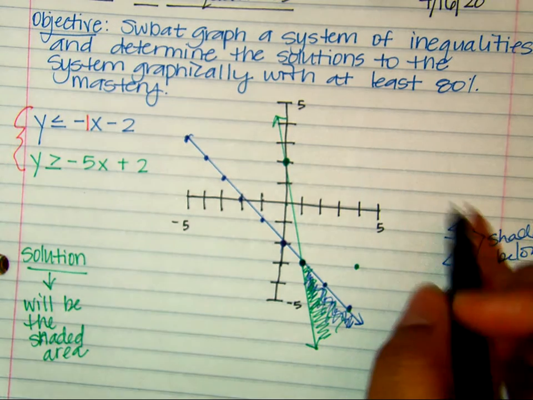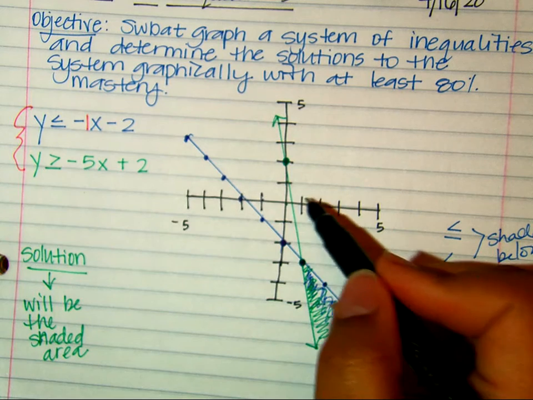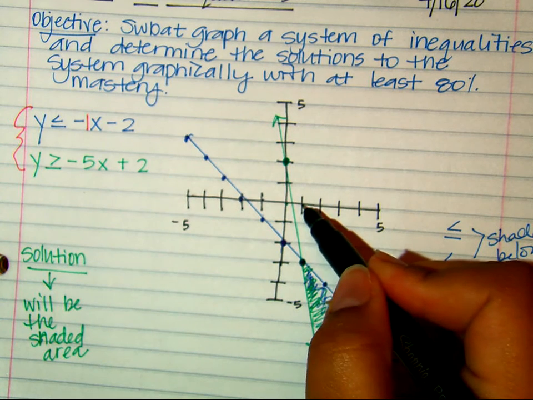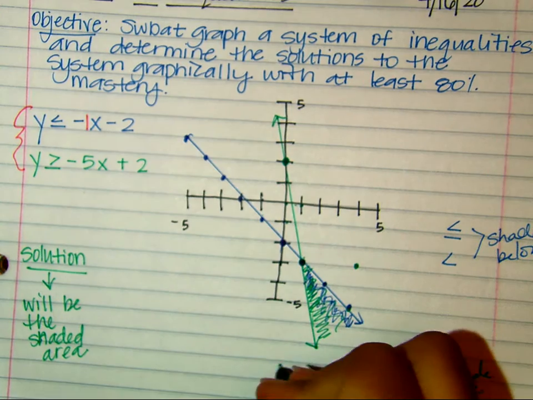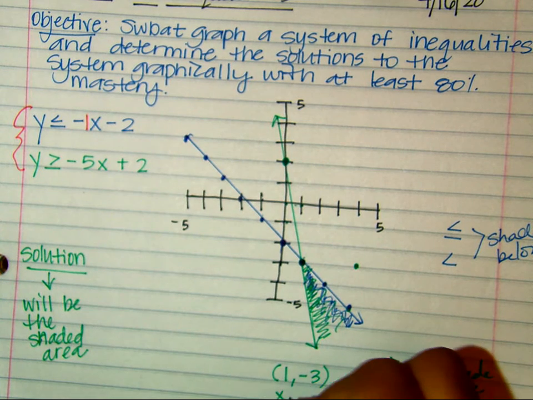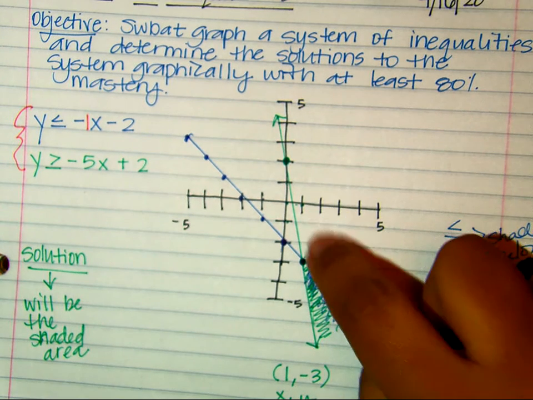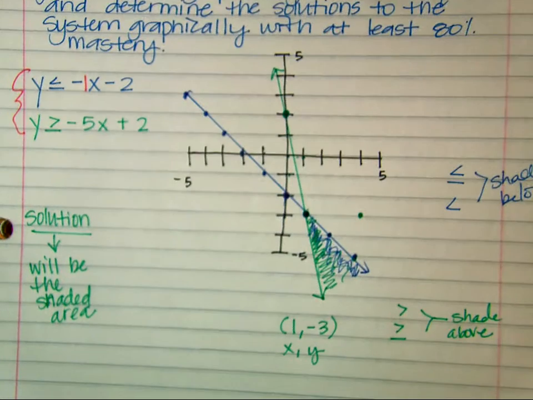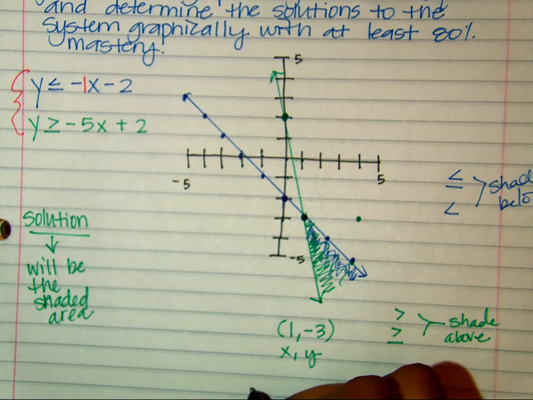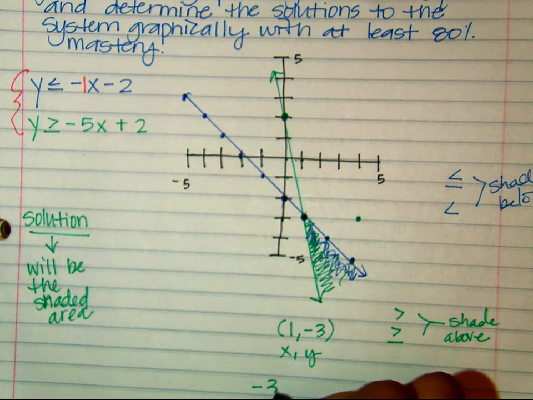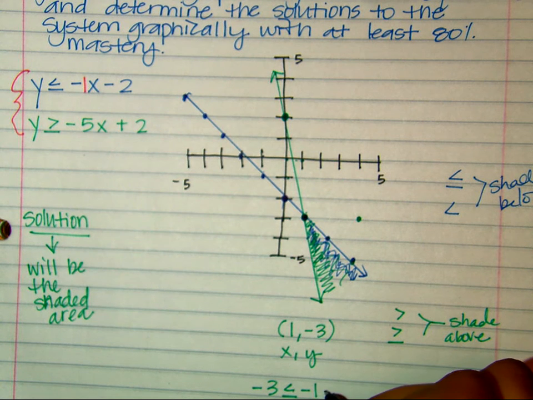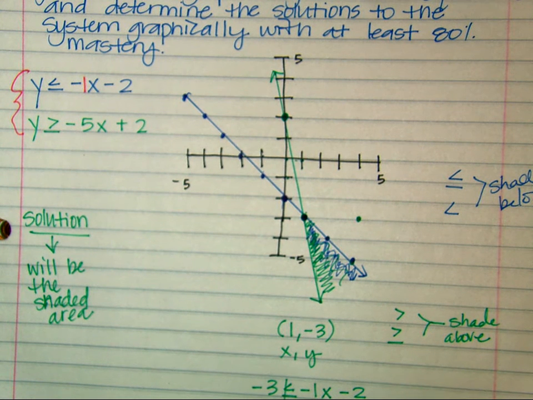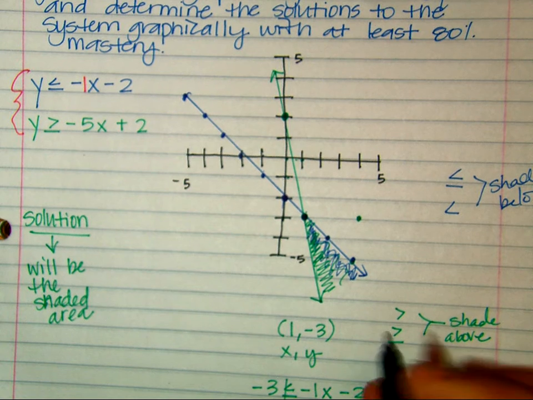So let's take a look and see what we could do here. So if I go over, this is 1, and then this is 1, 2, 3. So this is 1 comma negative 3. So that's x comma y. So the x value is 1, and then the y value is negative 3. I am going to put it into one of my inequalities. So for y, I'm going to put negative 3. I'm going to do the first one. It's less than or equal to negative 1x minus 2. Negative 3, and now I'm going to substitute x for 1.